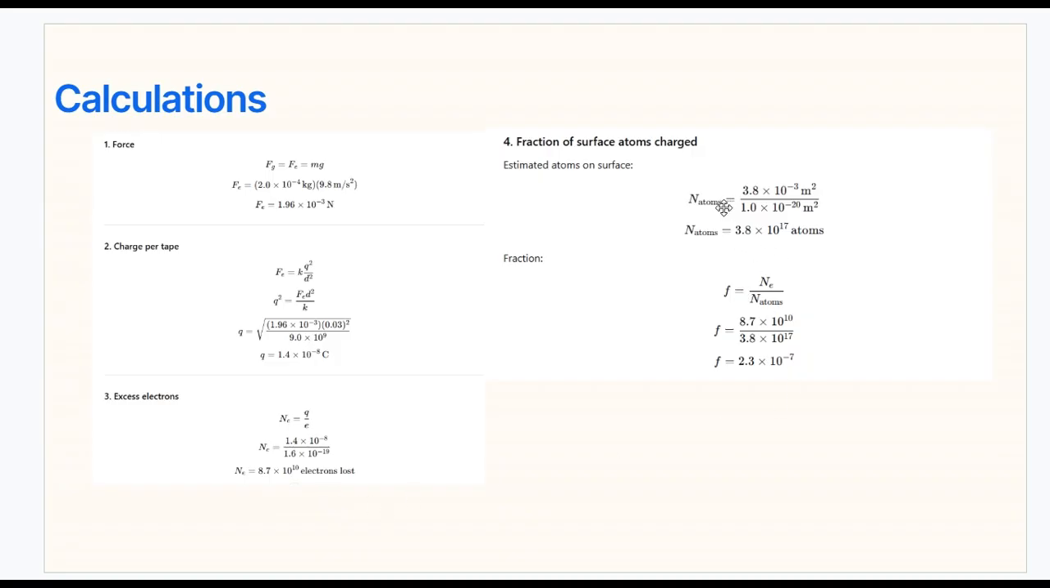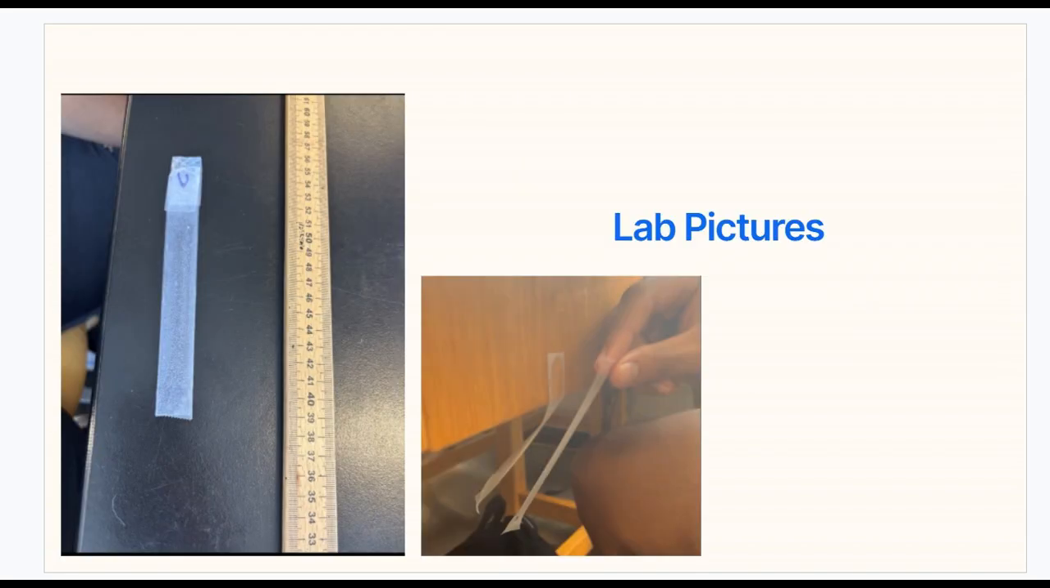Then we can find the atoms on the surface: 3.8 times 10 to the negative 3 divided by the area of an atom, and we find this is about the number of atoms on the piece of tape. So then we can find the charge per atom, and then we can get our fraction, but that's not really important. What's really important is this force, the charge, and then the amount of electrons that are lost.